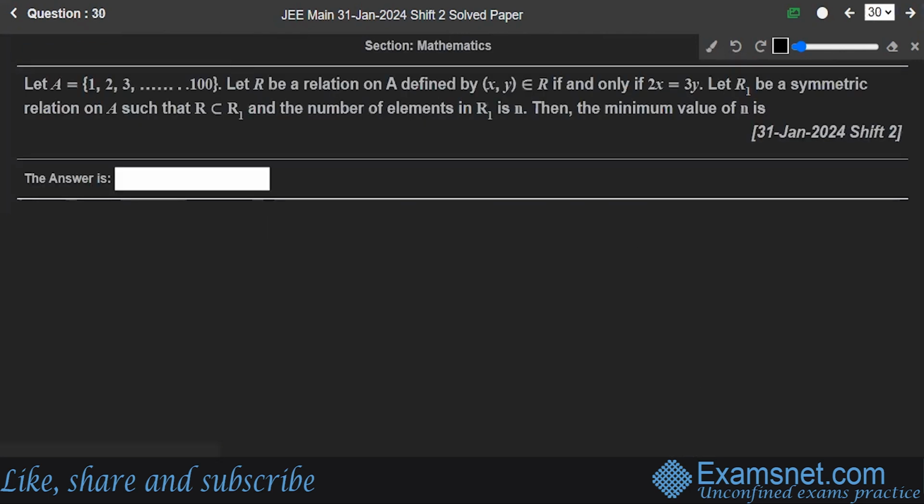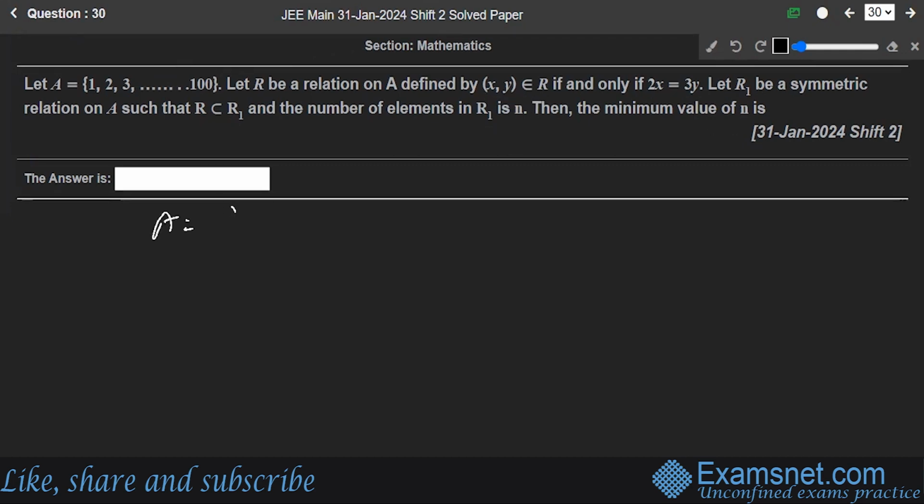Question number 30. This is the last question of the paper. Let A be equal to 1, 2, 3 till 100 and R be a relation on A defined by xy belonging to R if and only if 2x is equal to 3y. Let R1 be a symmetric relation on A such that R is a subset of R1 and the number of elements in R1 is equal to n. Then the minimum value of n is equal to.